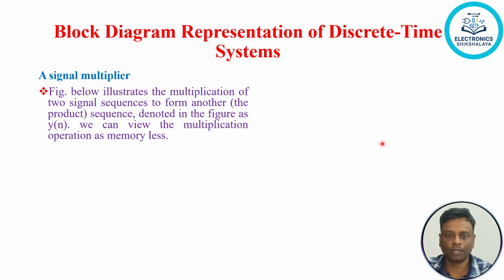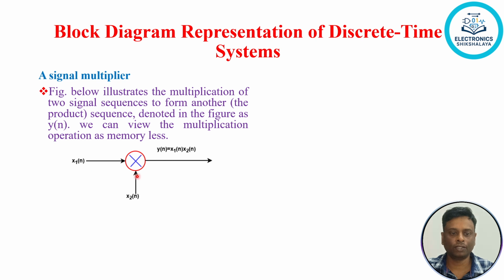Let us see the signal multiplier. Signal multiplier means it will multiply two signals. Suppose there are two signals, x1 of n and x2 of n. It will multiply the two signals and give rise to y of n, the product sequence. This operation is also memoryless. So y of n equal to x1 of n into x2 of n. This is the block diagram of a signal multiplier.